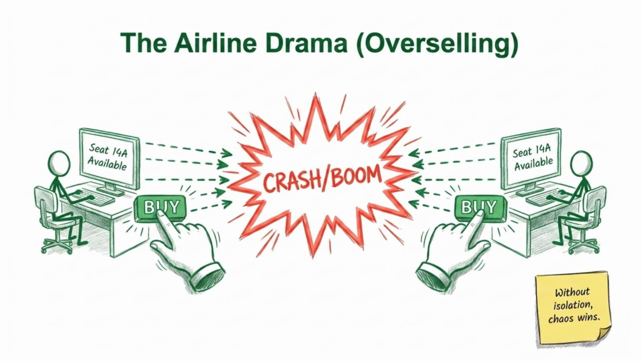The airline drama, overselling. Here's what happens without isolation. Two passengers check the airline system simultaneously. Both see the last available seat. Both click book at the exact same moment. Without isolation, both transactions read the same availability. Both confirm the seat, and suddenly the same seat is double booked. Chaos, angry passengers, a completely avoidable disaster caused by a missing database guarantee.